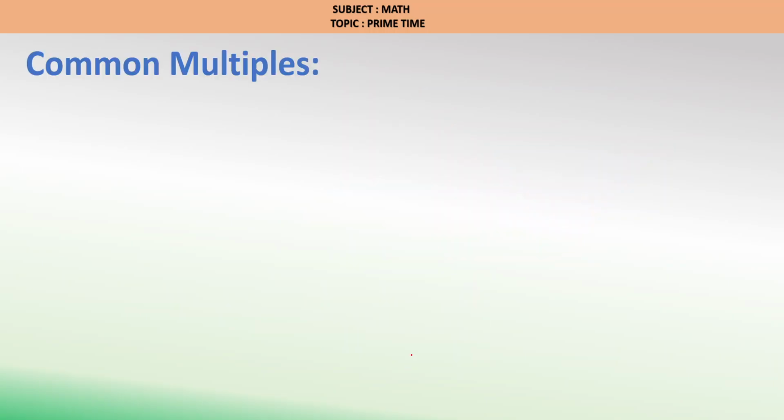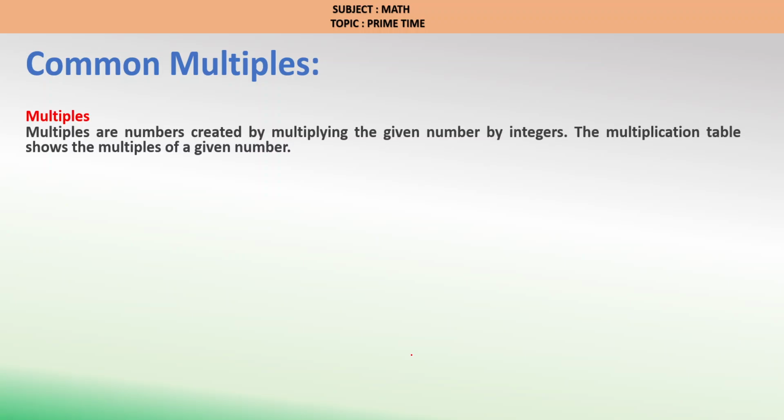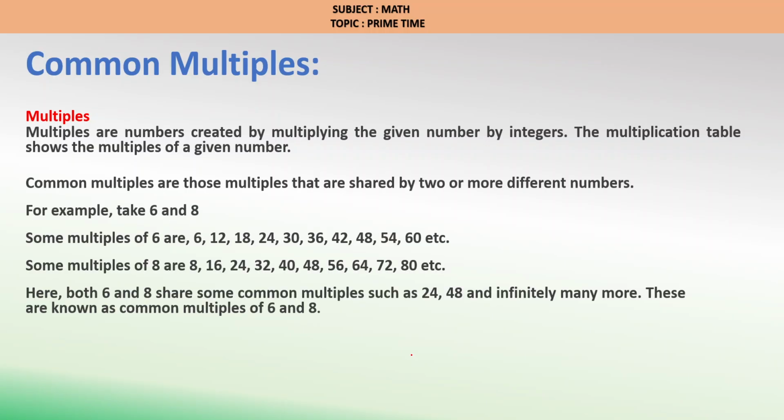Let us see what is the meaning of common multiples. Multiples are numbers created by multiplying the given number by integers. The multiplication table shows the multiples of the given number. Common multiples are those multiples that are shared by two or more different numbers.